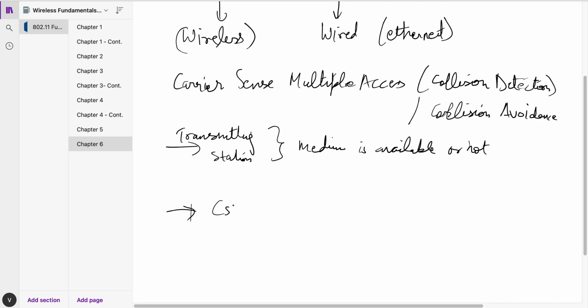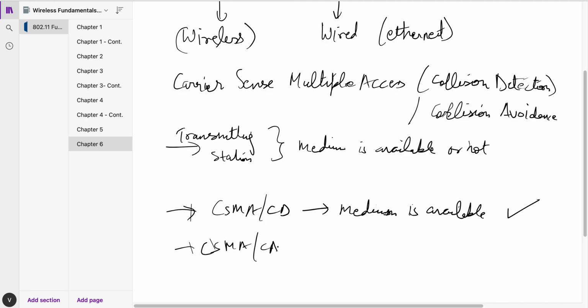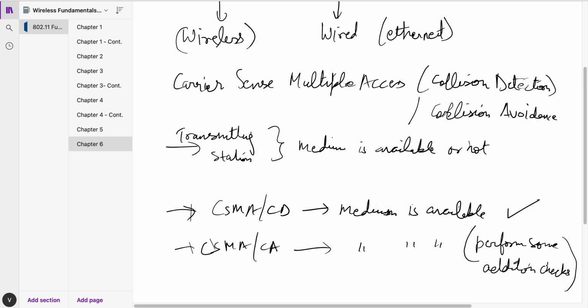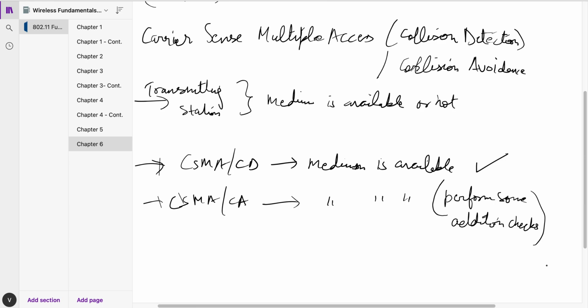Because in CSMA/CD, whenever the medium is available, boom, we can send traffic. Good to go. But in CSMA/CA, whenever the medium is available, it doesn't end there. It cannot straight away start sending out traffic. It has to perform some additional checks before it can think, okay, now I can send traffic, right?